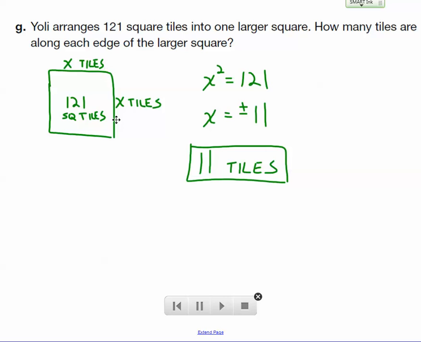So all we did here is base times height. X times x is x squared, and that should equal the area, which was given to us, 121. We solved that equation, which probably a lot of you guys could have solved without setting up an equation, but we're setting up more complicated problems by being able to set up these easy equations. So 11 tiles wide, 11 tiles tall, and that'll give us 121 square tiles within that larger square.